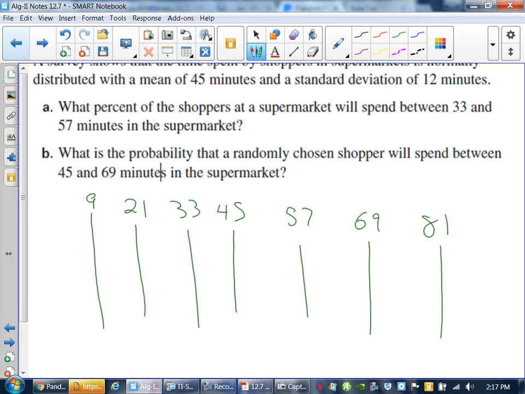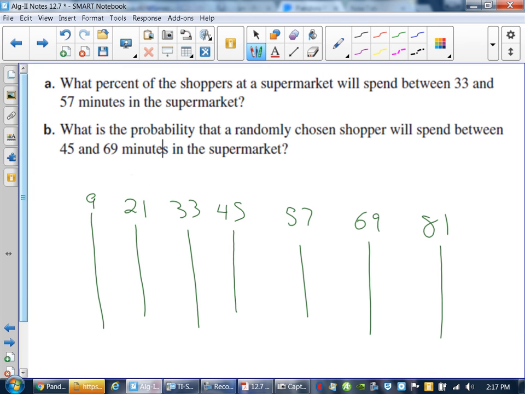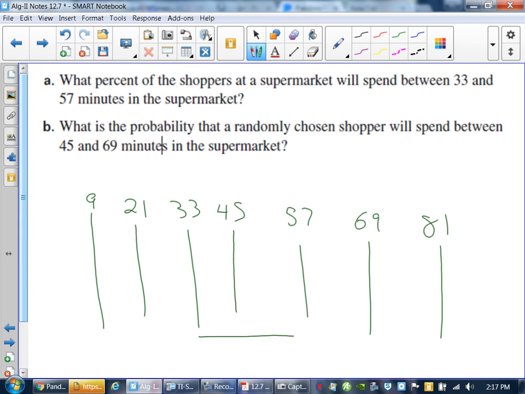So when you start thinking, what's the percentage of shoppers between 33 and 57? That's plus or minus 1 standard deviation, 68%. Between 45 and 69 minutes, between these two, we know that's 0.34 and 0.135. You add those together, so 47.5% of data is between those two. It's just a matter of adding up percentages.